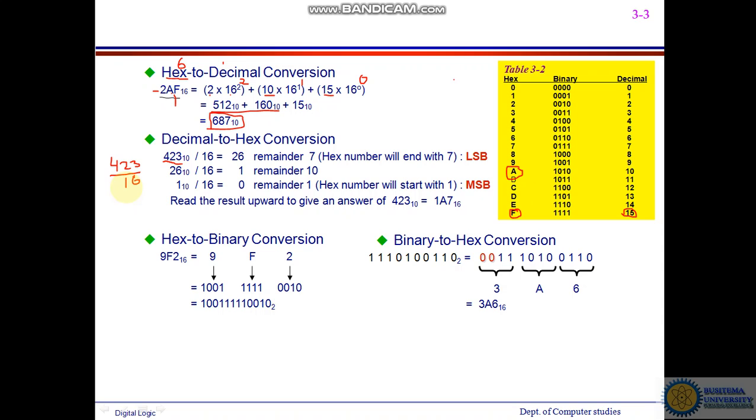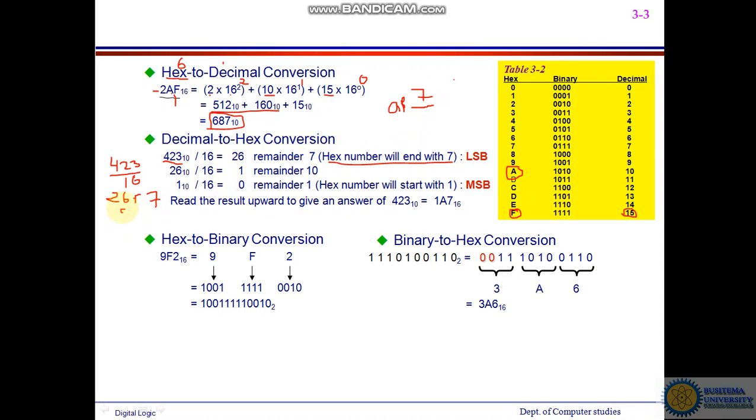So when I divide by 16, the answer I get is 26, and then the remainder is going to be, remainder what? Remainder 7. So this remainder that I have got in the first division is going to be actually the number which will end my hexadecimal number. Okay, so I'll write something, maybe A, B, but at last position I'm going to have 7. Okay, so let's go on.